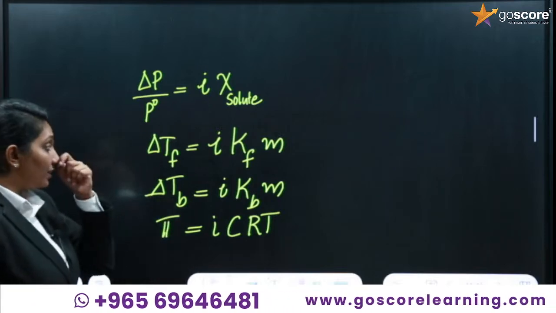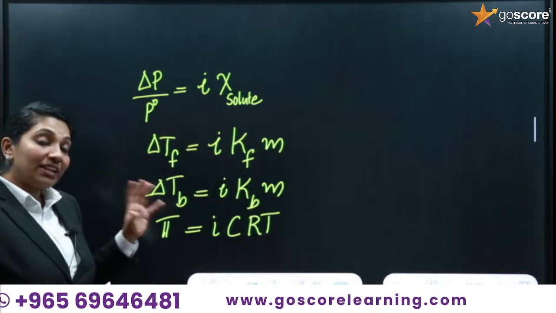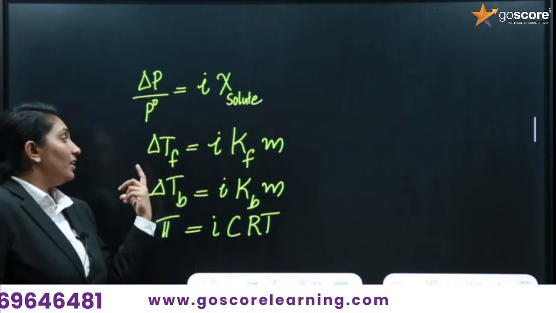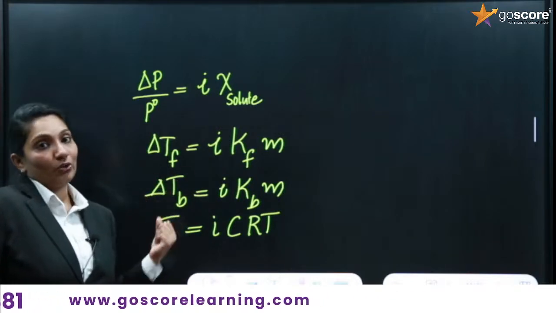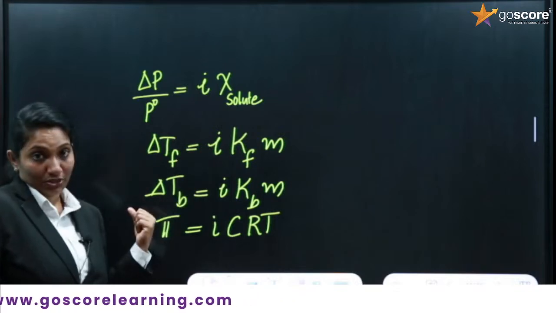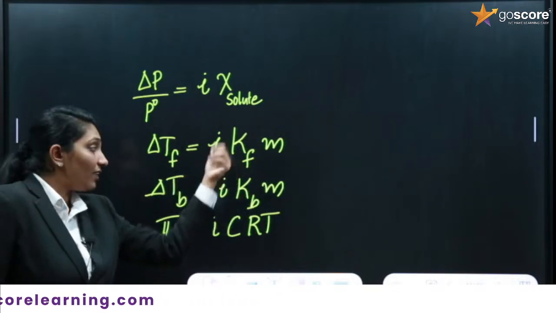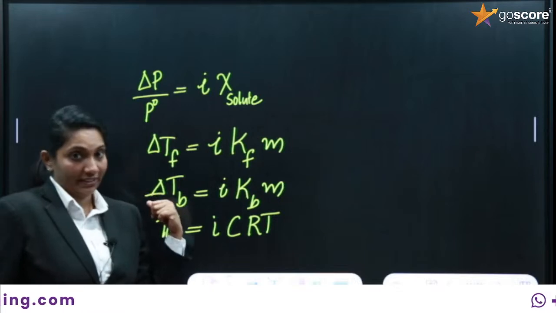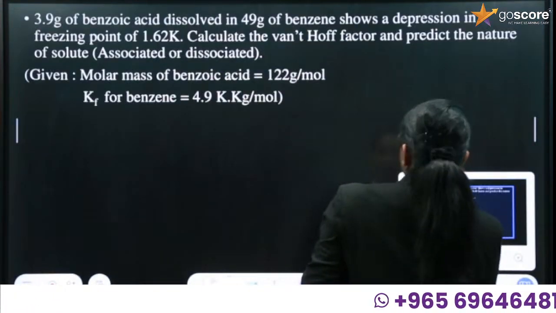So we have to consider the I value also. When there is dissociation, what will happen? There will be an increase in the colligative property because it's directly proportional, right? For association, the I value is lesser, so there will be a decrease, right? Now we can solve the numericals based on it.